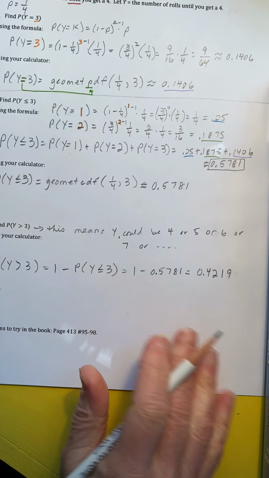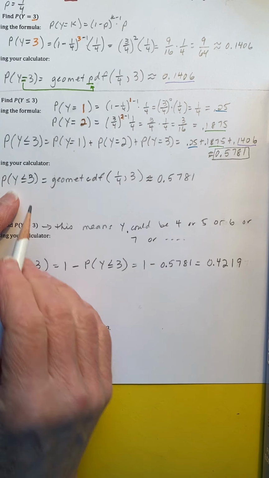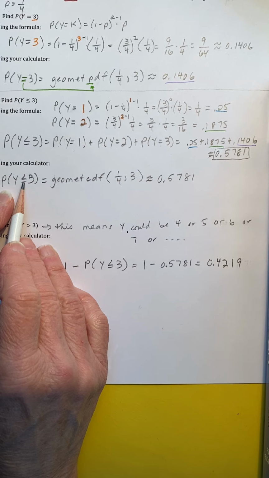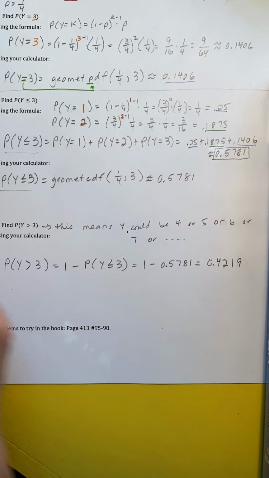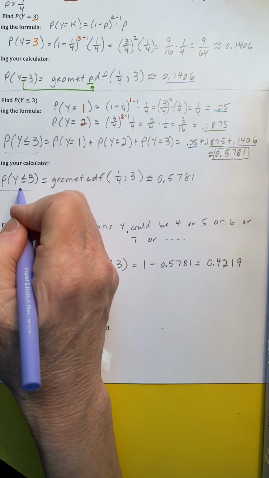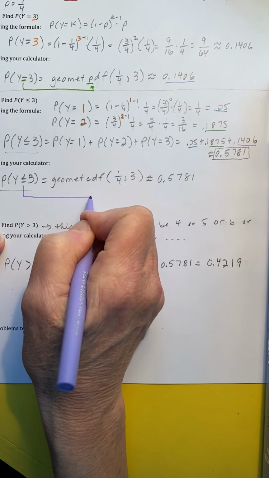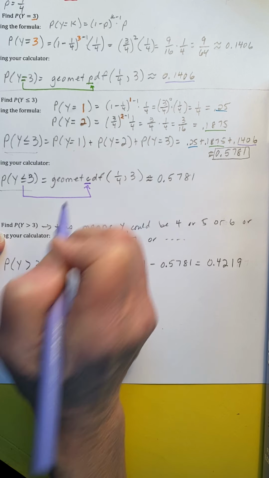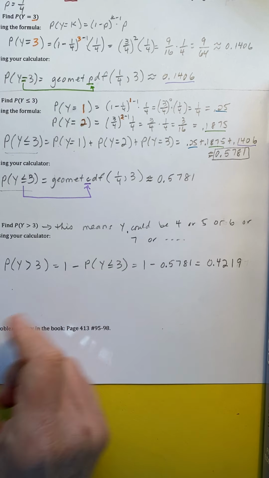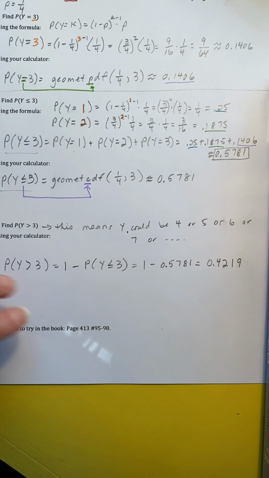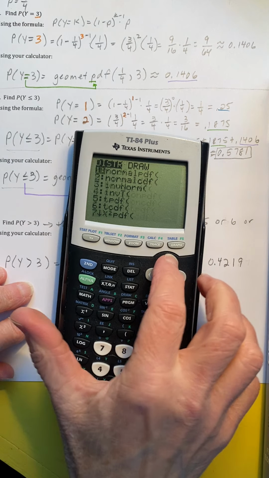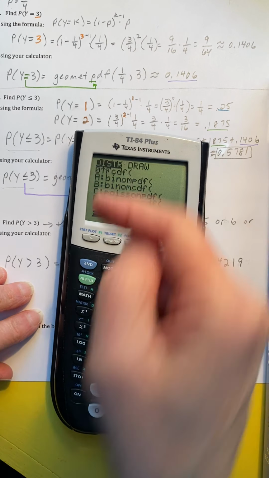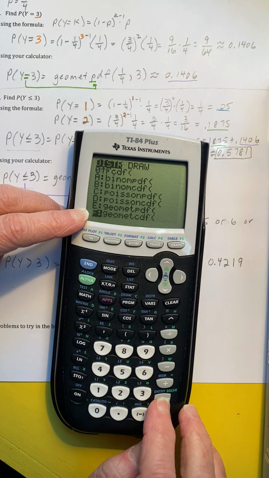To do this one on a calculator, it's a lot like your binomial. You're going to do probability that y is less than or equal to 3, the same thing as here. But you're going to use geometric CDF. The reason we're using the CDF is when you have the less than or equal to, you use the CDF. Just like the binomial, you're going to find that in the same place. You're going to do second vars. I like to scroll up, and that takes me to the bottom of the list. Here's my CDF. I hit that.